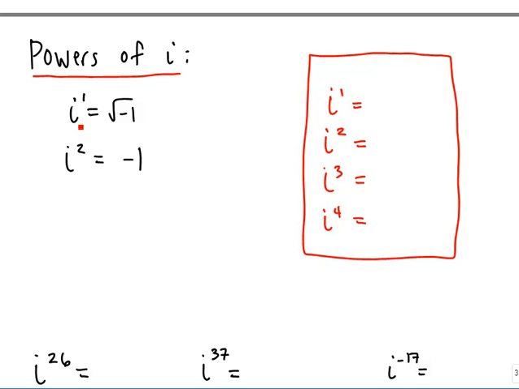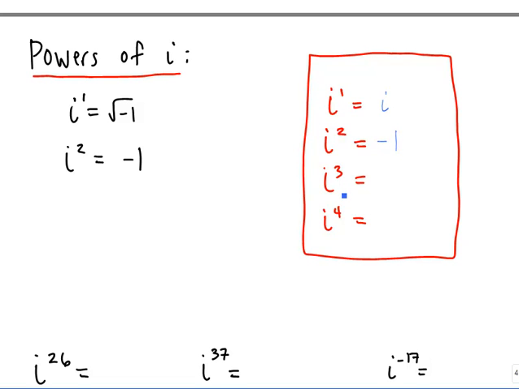We already know that i to the first is equal to the square root of negative 1. So we're just going to call i to the first i. So i to the first is just going to be the same as i. When we square both sides, we know that i squared turns into negative 1. So i squared is the same as negative 1. So here's the first 2 pieces that we have in our pattern.